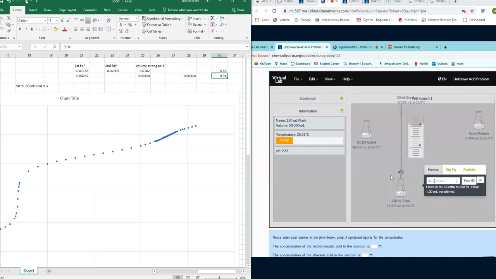Okay. Oh wait, no, 5 is the pH, correct? Yeah, pH 5. That's right. Now, if it starts changing really fast, you might want to stop at 4. I don't know. You want to make sure you don't go past 5.58.